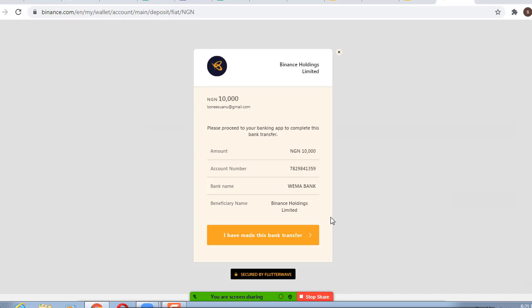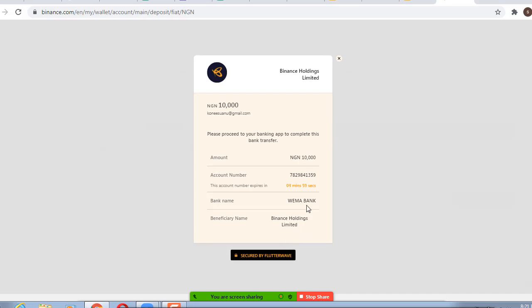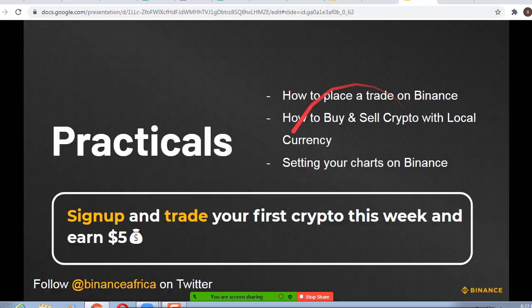All right, once the transfer goes from here, I will click on I have made this transfer. Okay, it has gone. I have made this transfer now. In the next 4 minutes, it should reflect. Okay, so don't close the page, just leave it. It will reflect, and I'll go back and show you Nigerian naira in my account, and I can use it to trade.